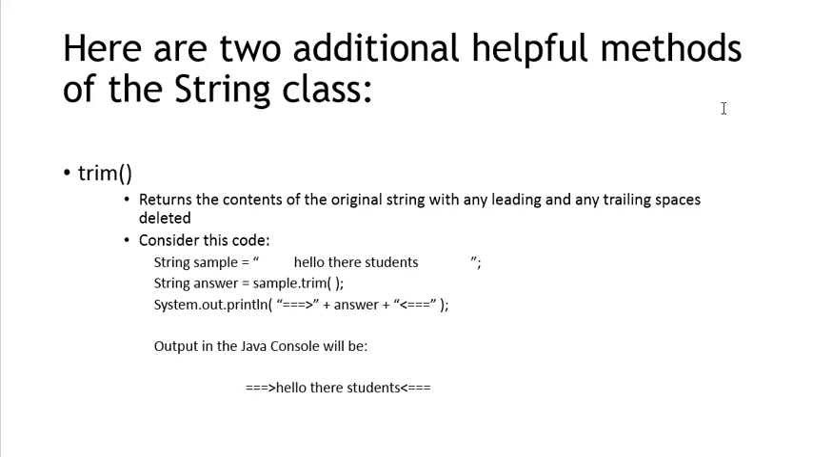The first one we'll look at is the trim method, and the purpose of the trim method is to take a string and automatically remove any spaces that are at the beginning or the end of the string. We call these leading or trailing spaces in the string.